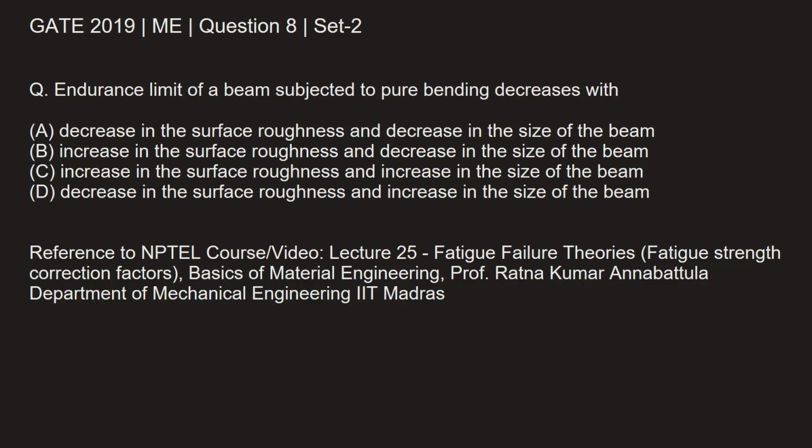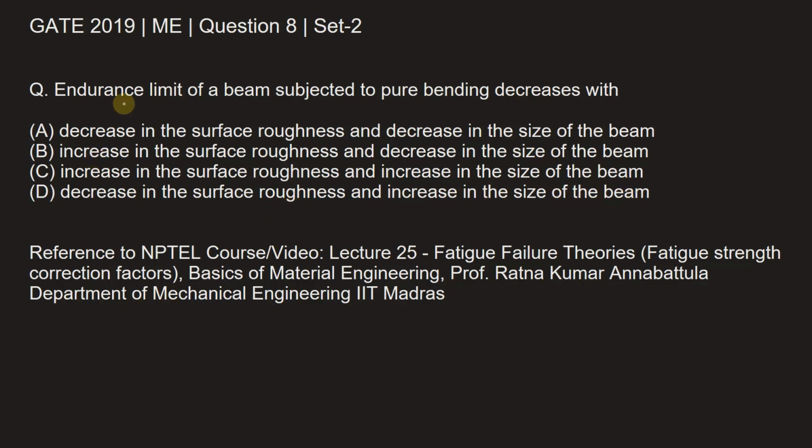Aspirants, this question is from GATE 2019 Mechanical Engineering paper set 2, question number 8. Endurance limit of a beam subjected to pure bending decreases with: Option A, decrease in the surface roughness and decrease in the size of the beam. Option B, increase in the surface roughness and decrease in the size of the beam. Option C, increase in the surface roughness and increase in the size of the beam. Or option D, decrease in the surface roughness and increase in the size of the beam.